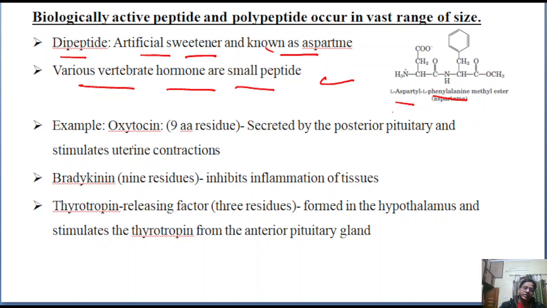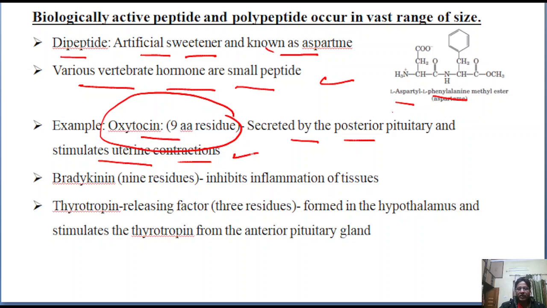An example you can see here is oxytocin. Oxytocin is just a 9 amino acid residue peptide and it is secreted by the posterior pituitary. So you can see it is a very small peptide, just 9 amino acid residues, and it has a very important function. It has a role during uterine contraction. It is secreted by the posterior pituitary and stimulates the uterine contraction, helping in parturition.